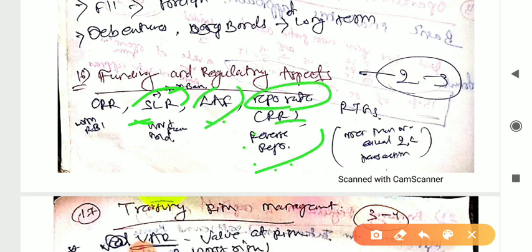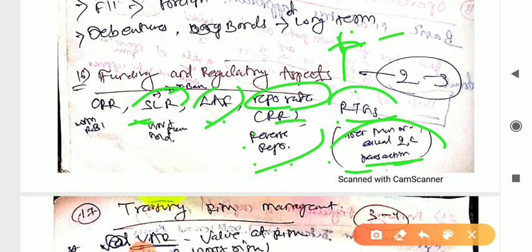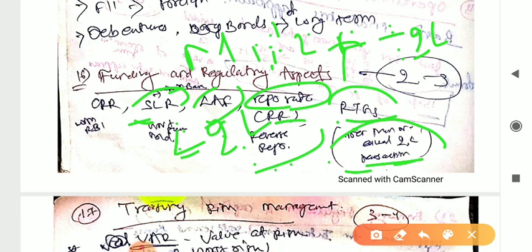Reverse repo rate, RTGS, for amounts of more than 2 lakhs, as we know, this is also an important one. For RTGS we use 2 lakhs or more, and for NEFT less than 2 lakhs, right? And if the amount is 2 lakhs, then we can do it through RTGS also, right?